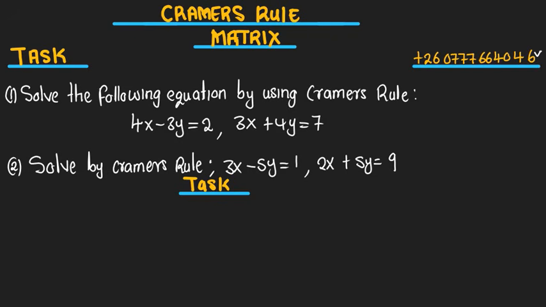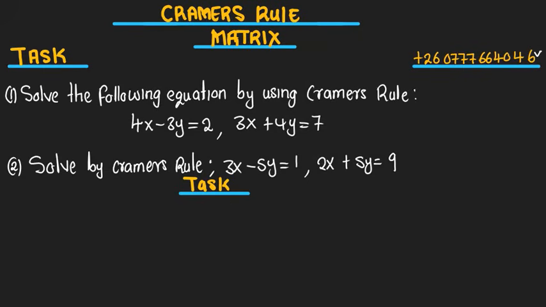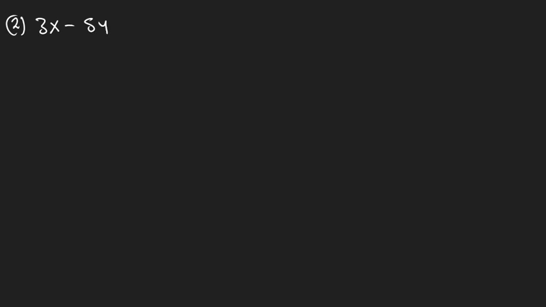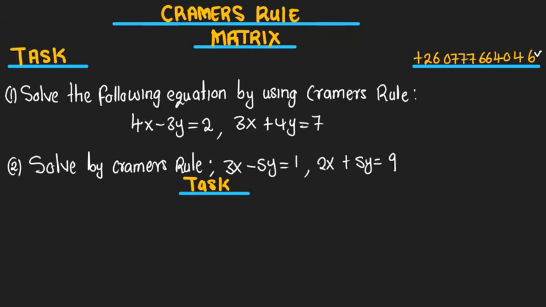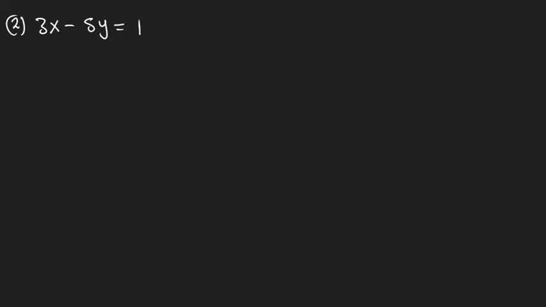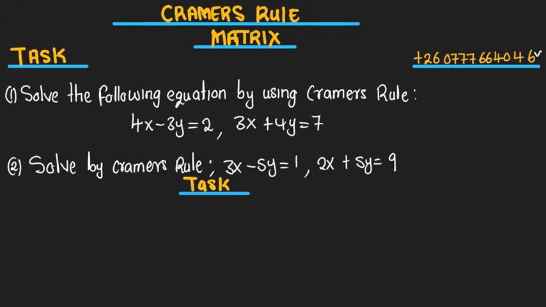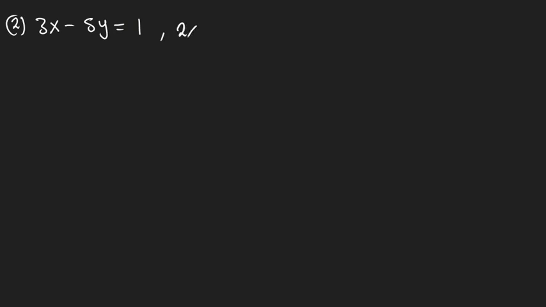So the second one, solved by Cramer's rule, we have 3x minus 5y is equal to 1. And then the other one we have is 2x plus 5y is equal to 9.